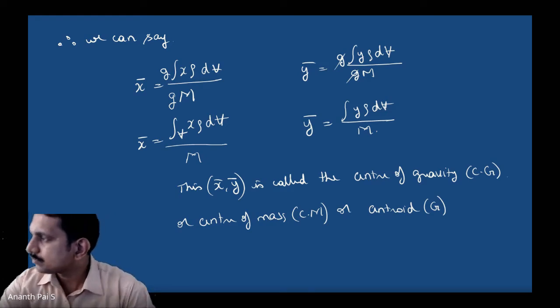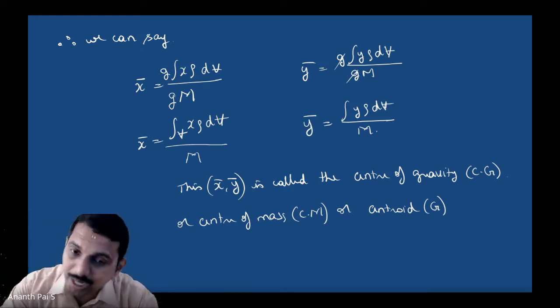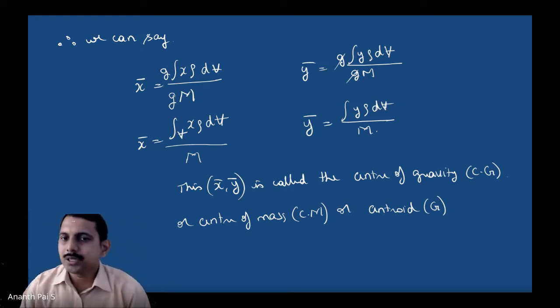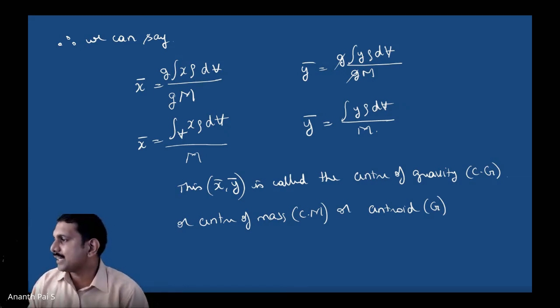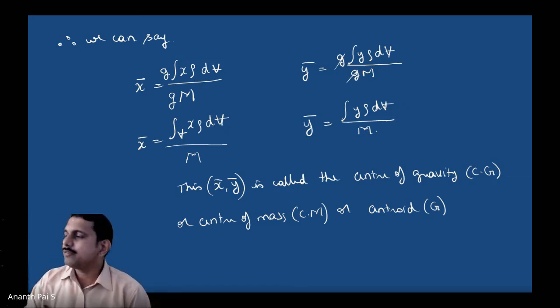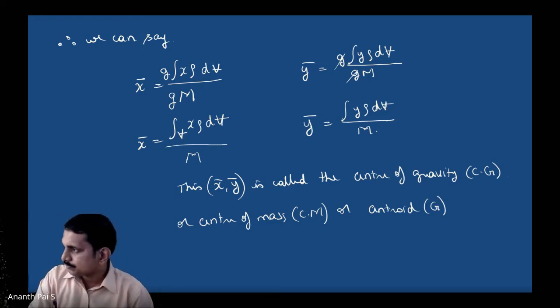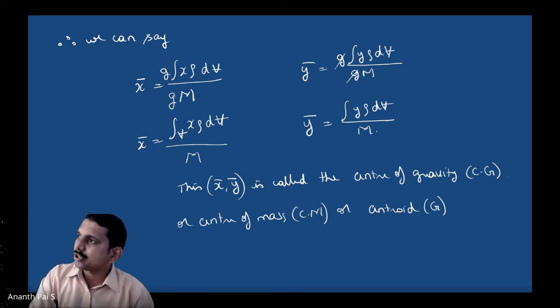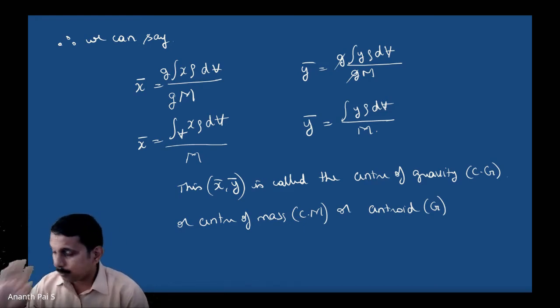Now, if gravity changes at every point, then what happens? That G has to come inside. That's all. And this G will not be cancelled. Both center of gravity and center of mass will be different. Center of gravity and center of mass become different when, very important, gravity changes everywhere. Very good point.